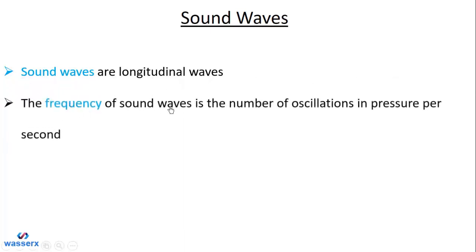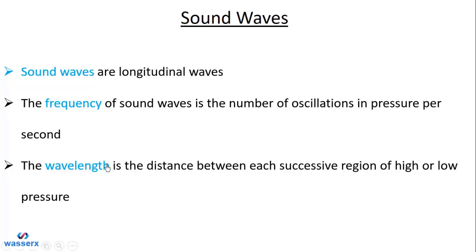Then also, the frequency of sound waves is the number of oscillations in pressure per second. Then we have the wavelength, which is the distance between each successive region of high or low pressure. So the frequency of sound wave is the number of oscillations in pressure per second, whilst the wavelength is the distance between each successive region of high or low pressure.